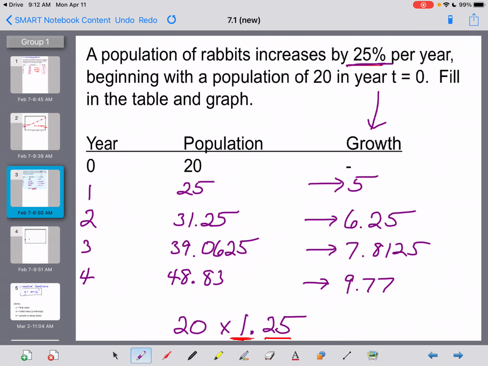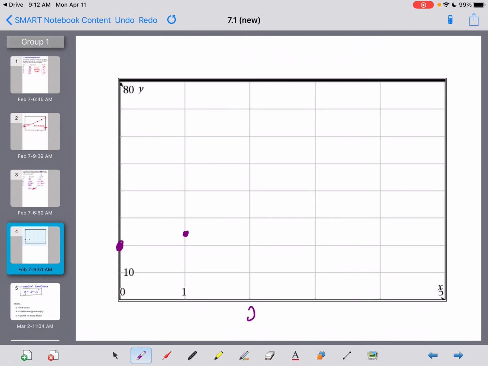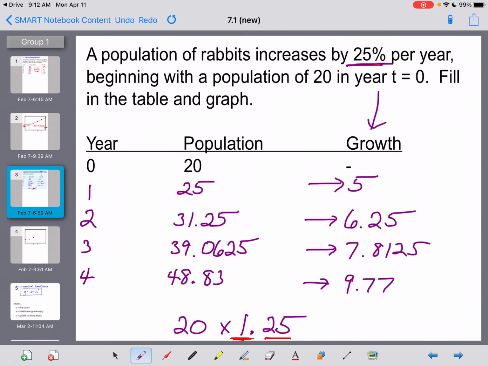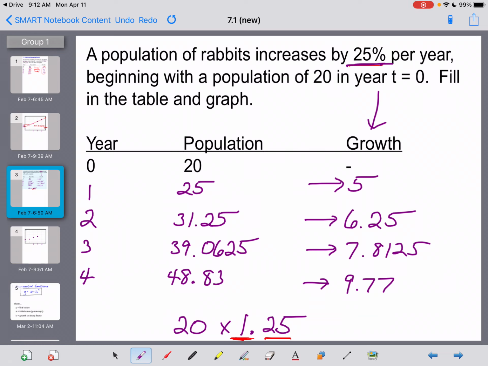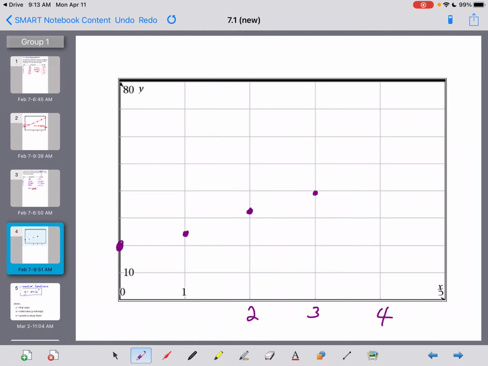but let's see what happens as time picks up right here. In year 2, we're at 31.25. So 10, 20, 30, 31.25 would roughly be right about there. And as we go on to year 3, we were looking for a population just under 40, which would be probably right about there. Let's see what would happen in year 4, where our population now was, let's see, just under 50, 48.83. So 10, 20, 30, 40, 50 would be right about here.